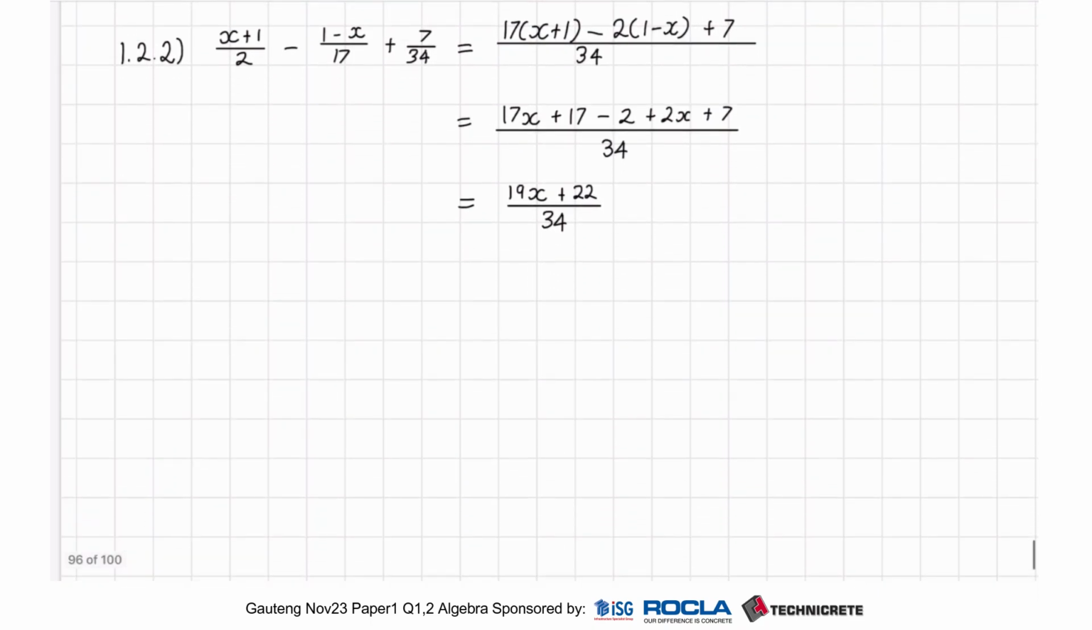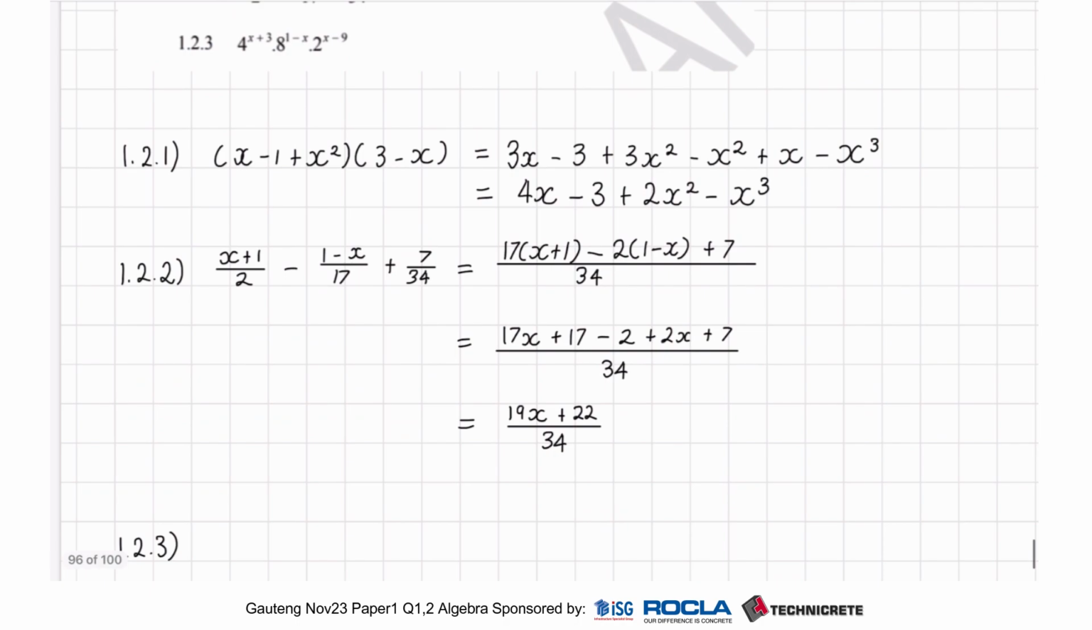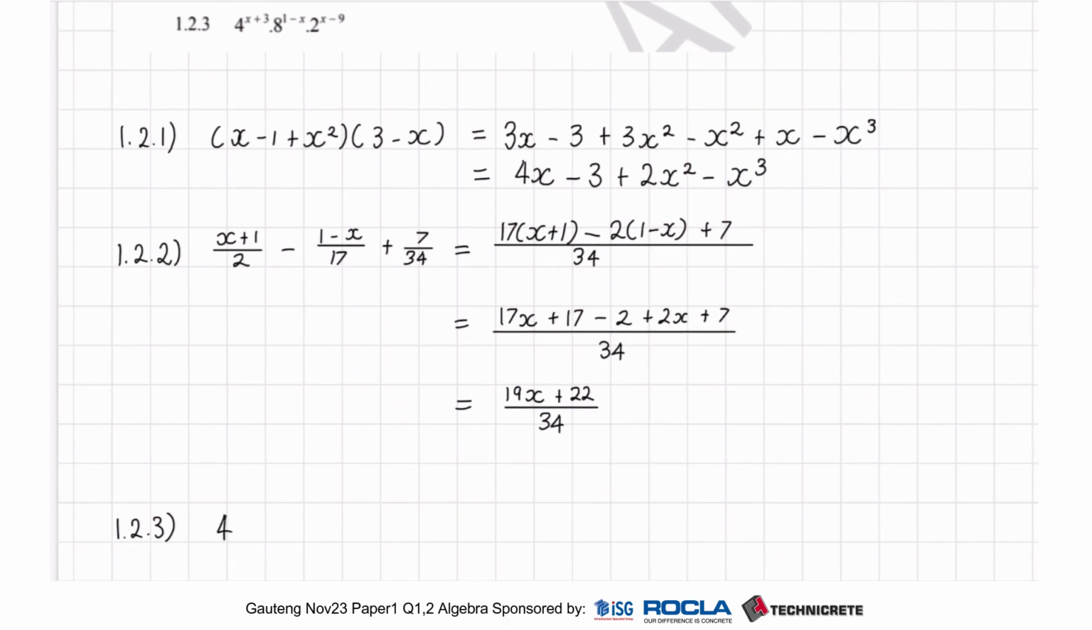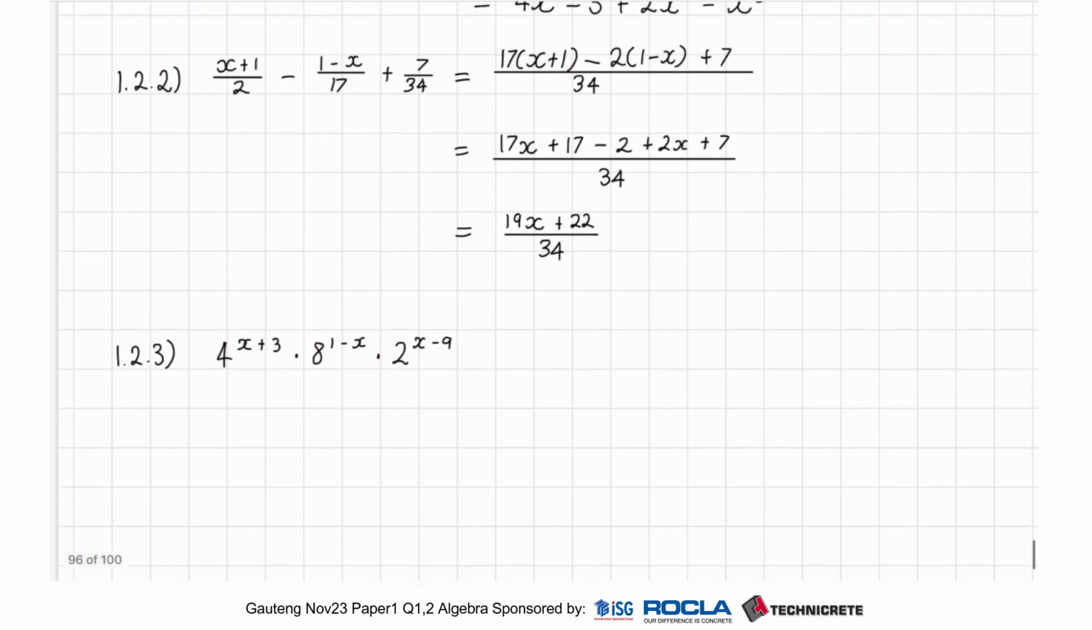And then 1.2.3, so now I've got numbers being multiplied together and they have exponents with expressions of x. And to solve this, I'm going to want to use my exponent laws, but I can only use my exponent laws where I can add the exponents between numbers that are being multiplied together if the bases are the same.